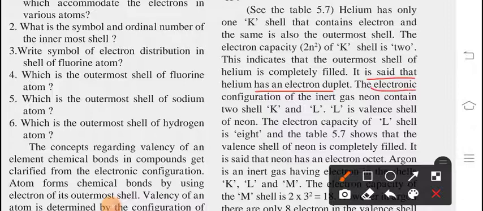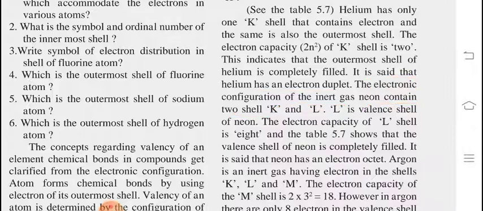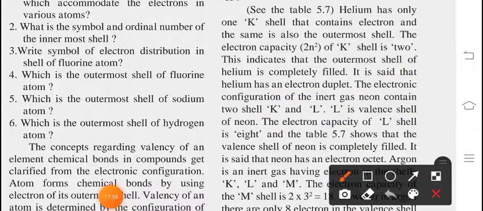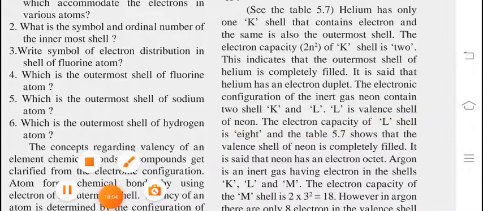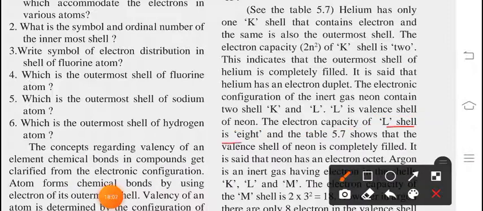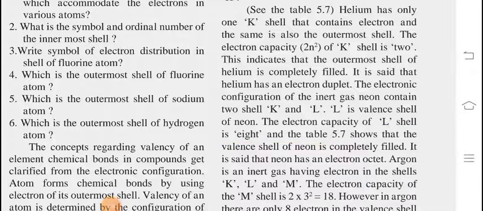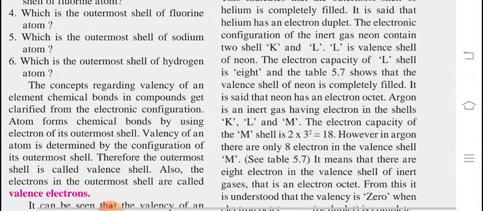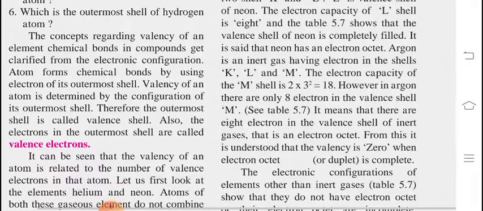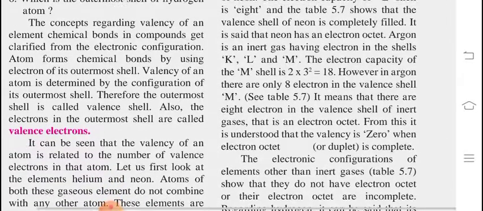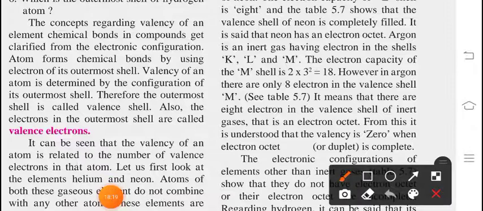The electronic configuration of the inert gas neon contains 2 shells, K and L. L is the valence shell of neon. The electron capacity of the L shell is 8, and it is stable. Whenever the outermost orbit has 8 electrons, that means the valence shell is completely filled. It is said that neon has an electron octet.